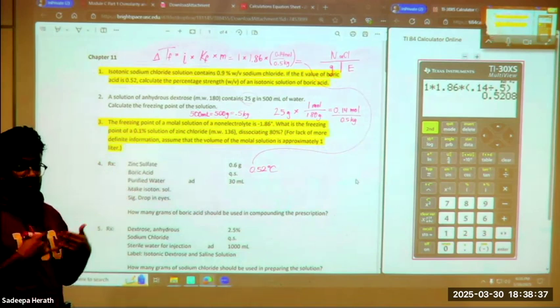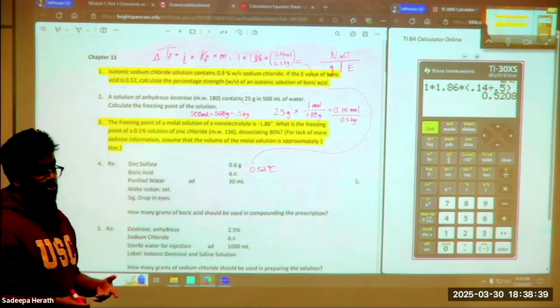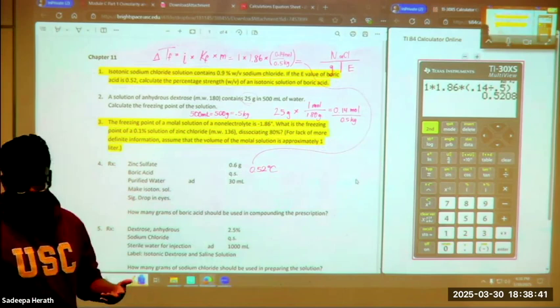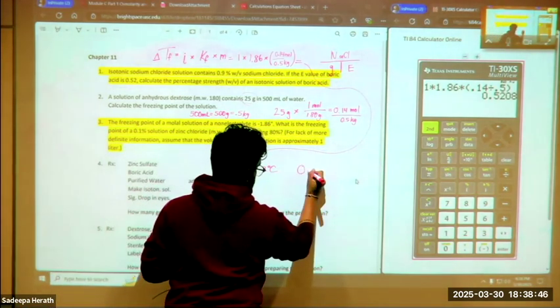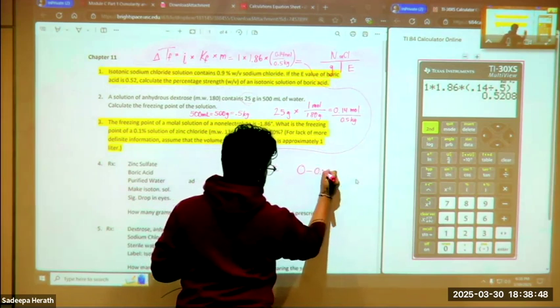They actually want to know the actual freezing point. So you just subtract that from 0. 0 minus 0.52.